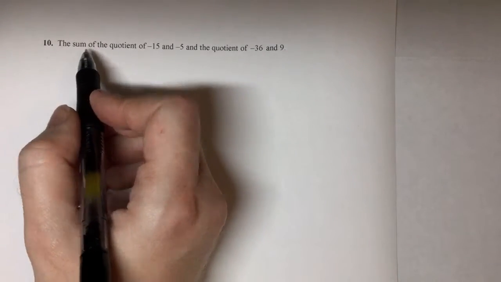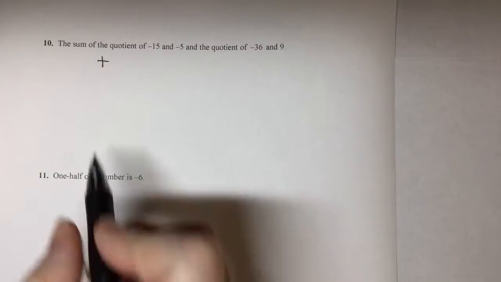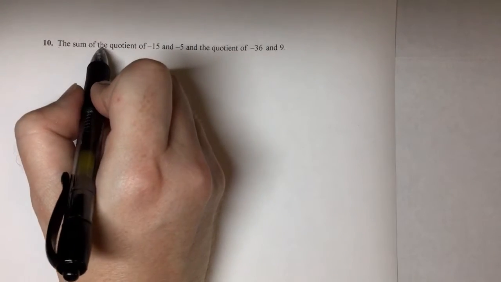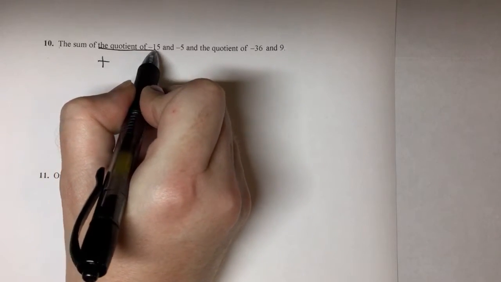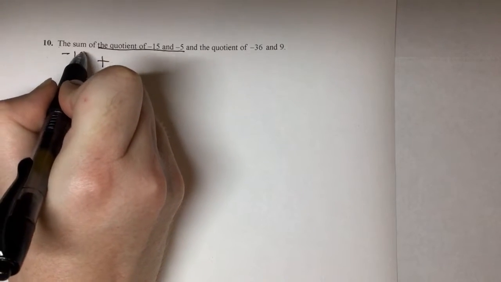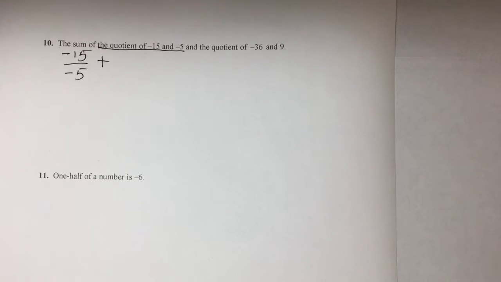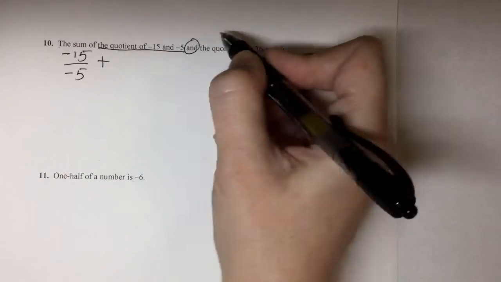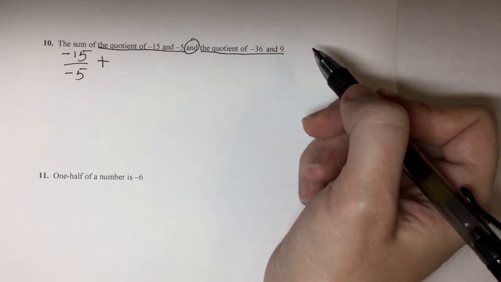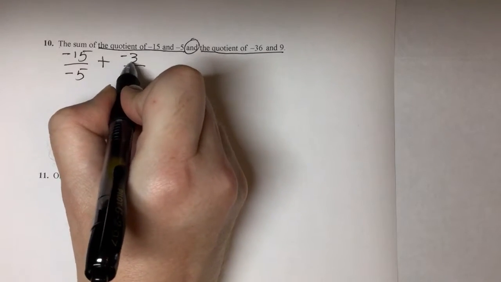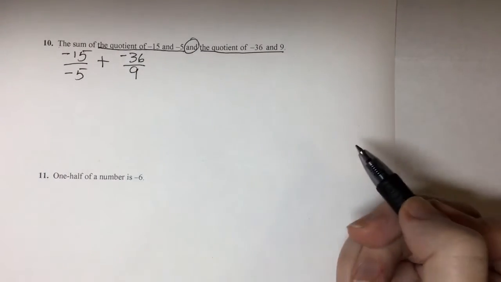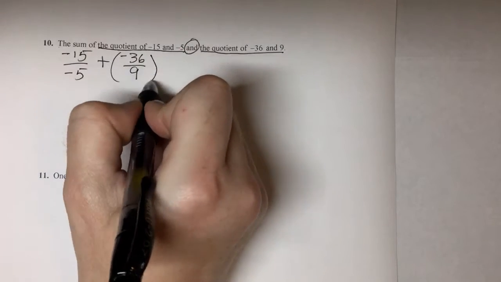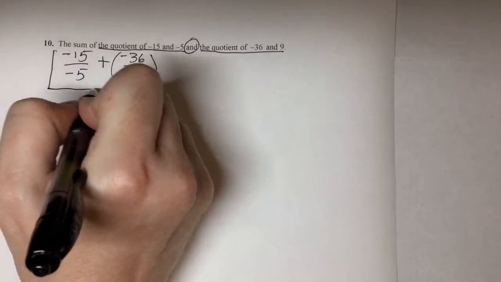The sum. Sum is addition. The sum of, okay, the first thing I'm adding is the quotient of negative 15 and 5. Quotient is division. Negative 15 divided by negative 5. Again, the fraction bar is an easier way to do your division. So the sum of this and this, quotient, division, negative 36 and 9. Because I'll have these two signs, it's better to have the parentheses here separating.